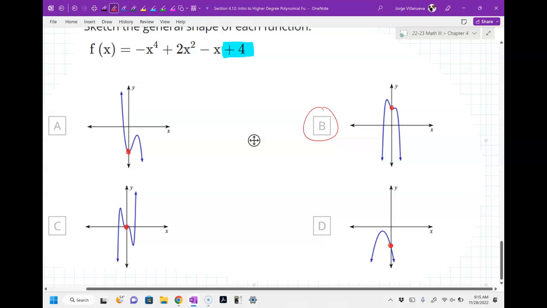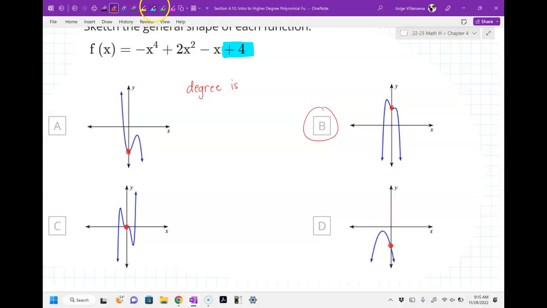But just to double check, is my degree even or odd? My degree is this number right here. It's even. And is A positive or negative? Negative. So is it supposed to be going up, up, or down, down? Down, down. And look at that picture, right? Down to the left, down to the right. Okay, so it is going to be B.